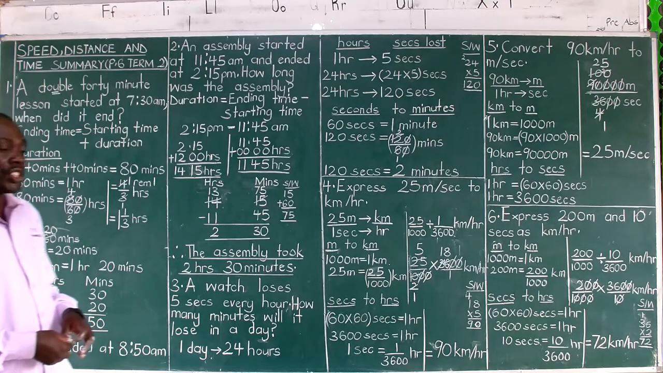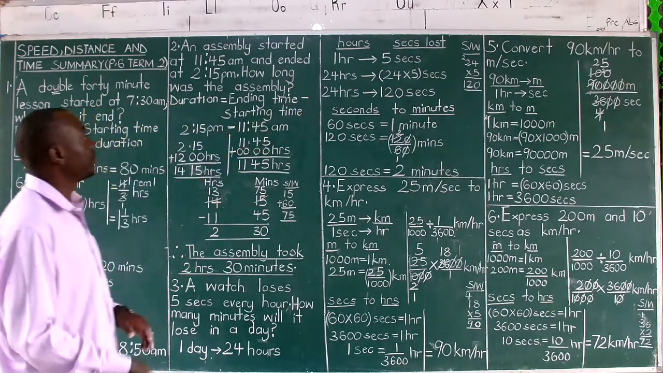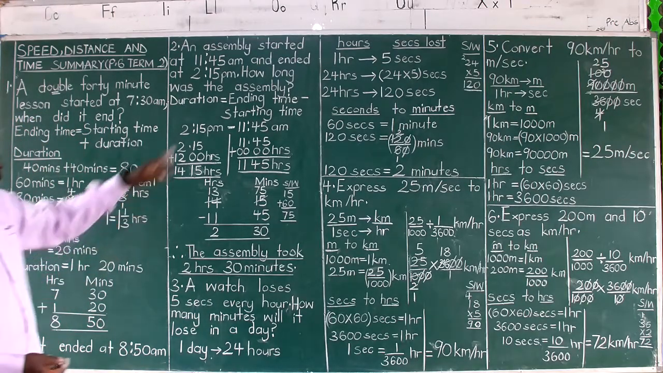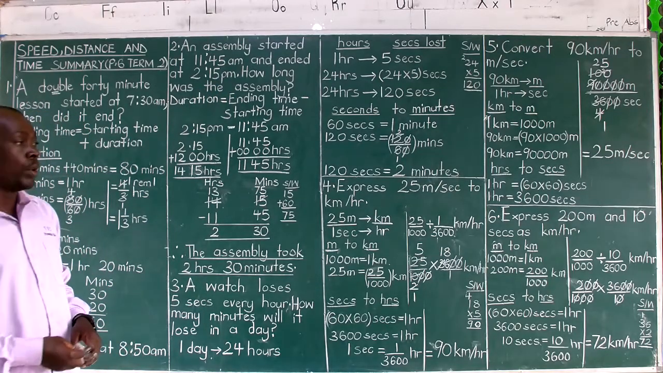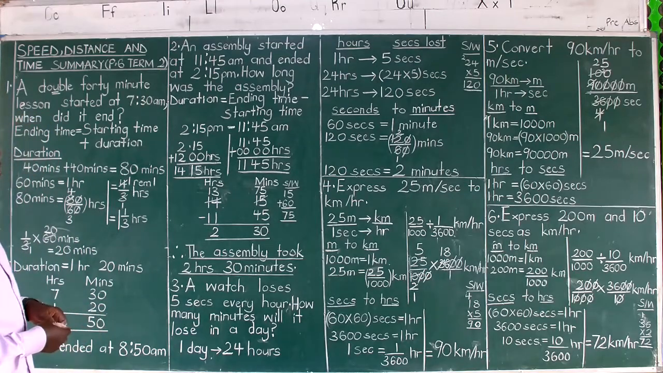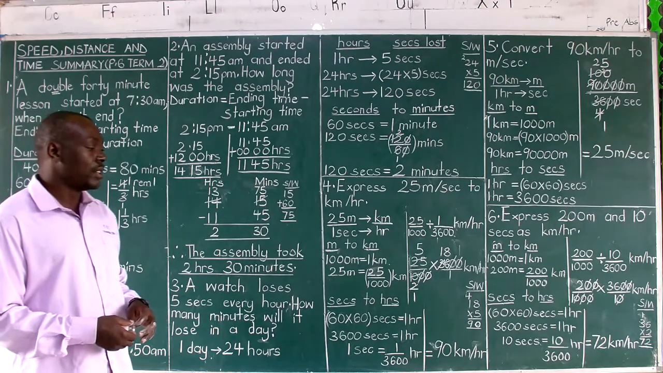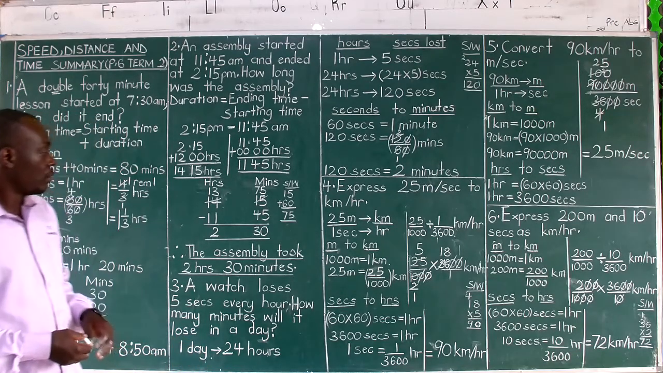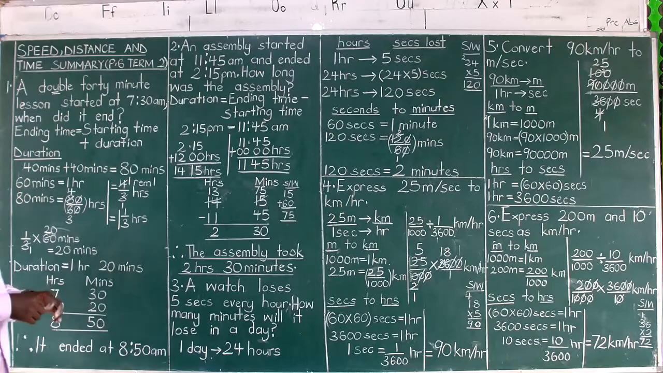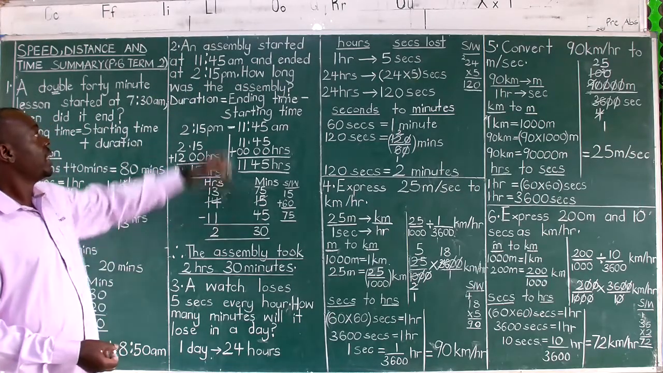So, how long did it take? They're asking for duration. Duration is ending time minus starting time. Now here you must look at the two units, AM and PM. Time in AM and PM, we never subtract or add. We only need to know the real clock system, which is the 24-hour system, where 24 hours make a day. So therefore, we convert each of these two to the 24-hour system.